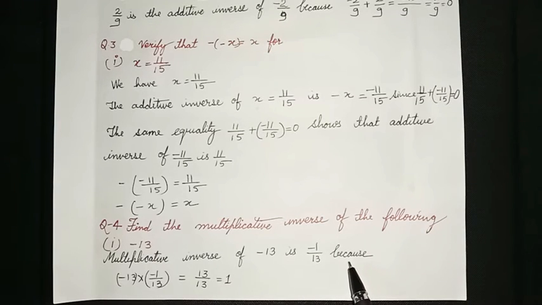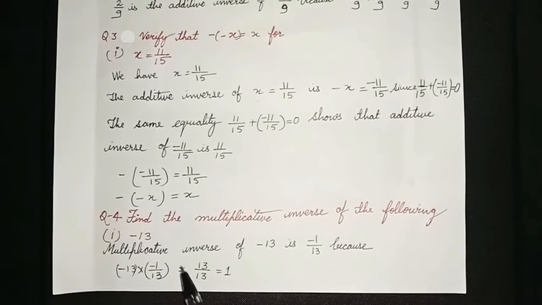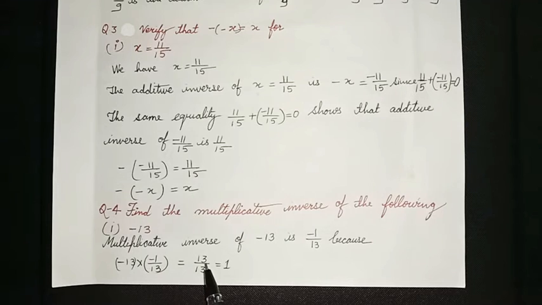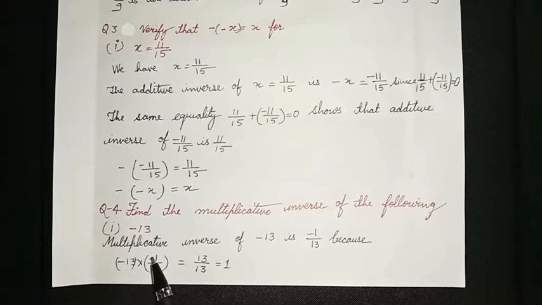Because minus 13 into minus 1 upon 13 is equal to minus 13 into minus 1 upon 13, and this 13, if we reduce it, we get 1. You know this thing: if we multiply any rational number with its multiplicative inverse, we get 1. So what is the multiplicative inverse of minus 13? It is minus 1 upon 13.